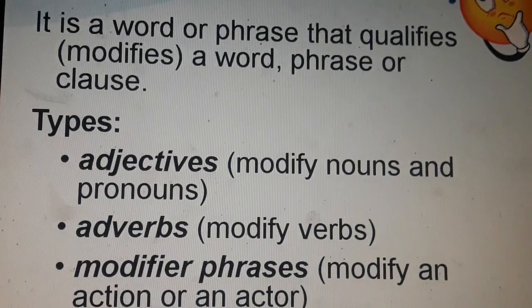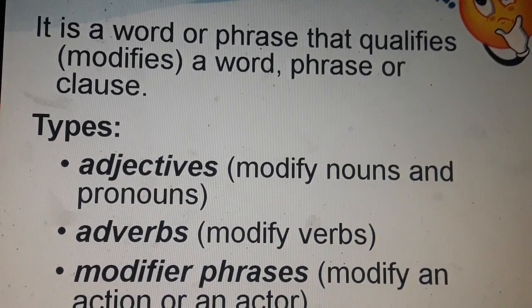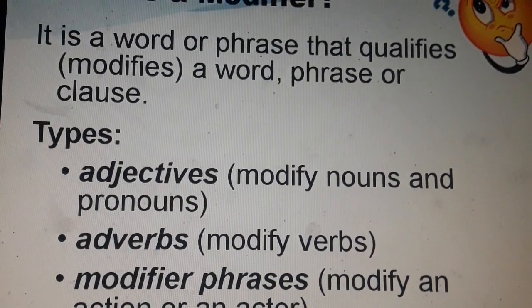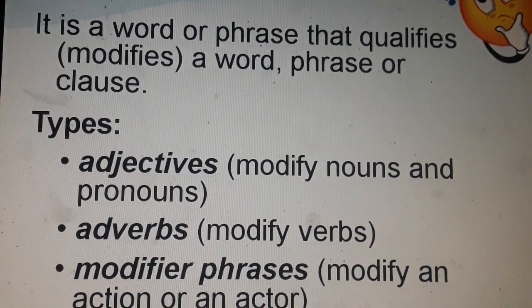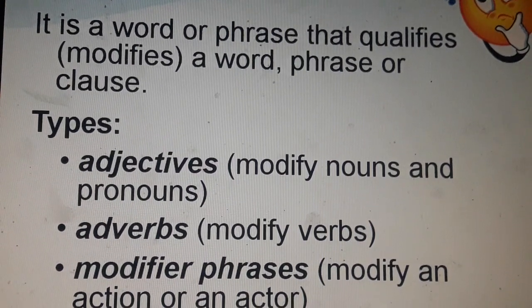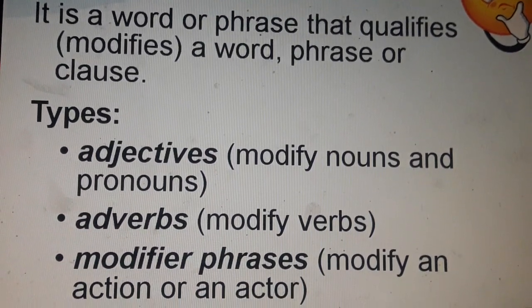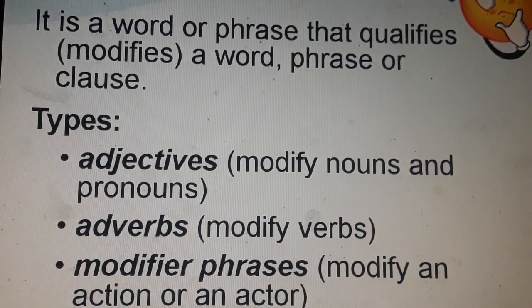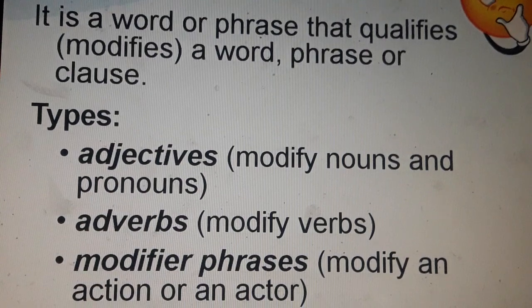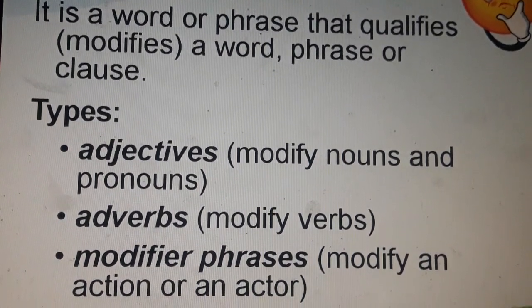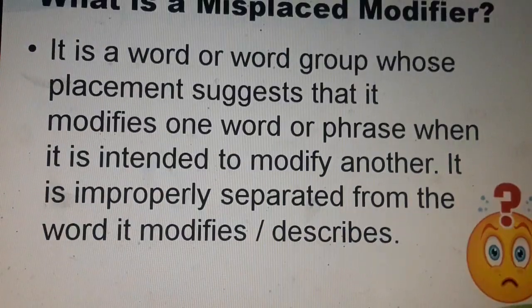This is very simple. It is a word or phrase that qualifies a word or phrase or clause. If you look at the screen, there are different types of modifiers: adjectives, adverbs, modifier phrases, etc. If you know what an adjective does and what an adverb does and what modifiers do, you will understand this.